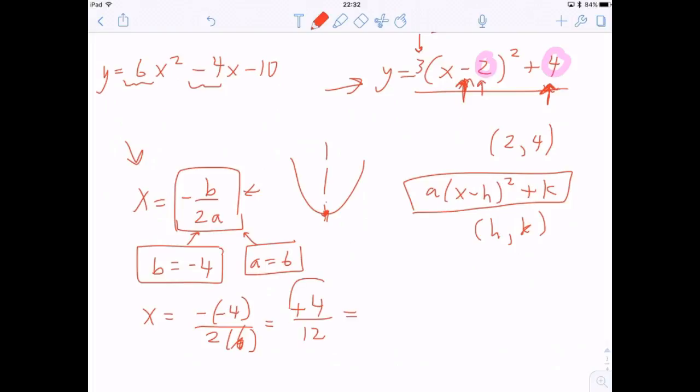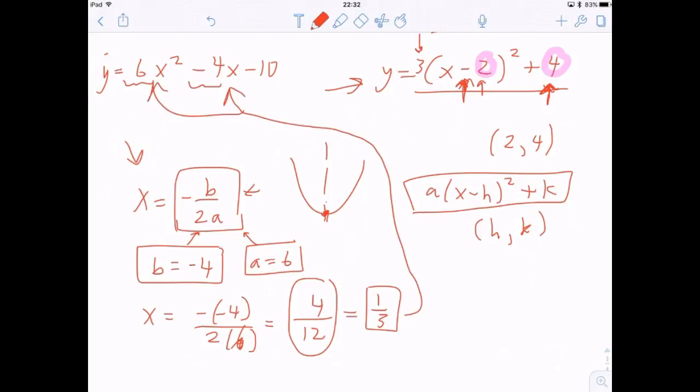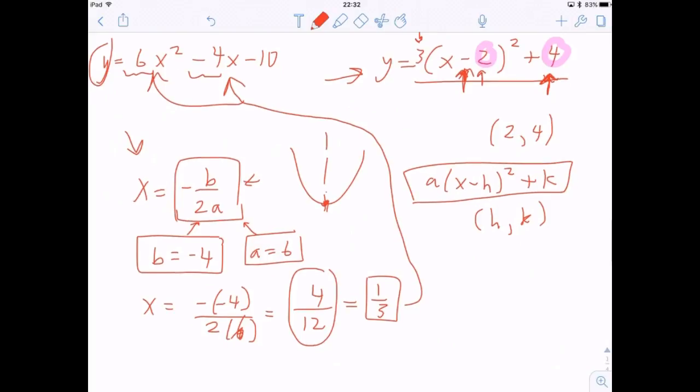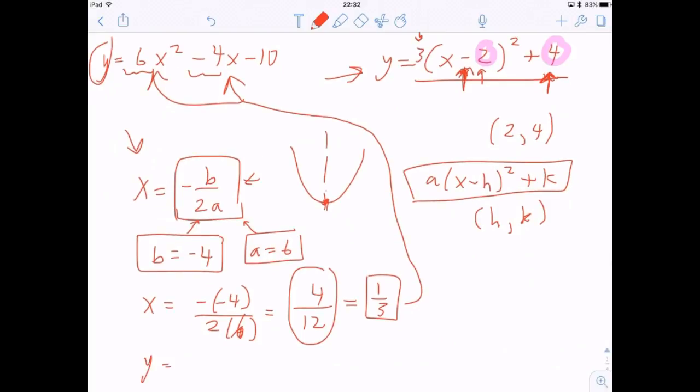And you can go ahead and leave it like that if you're bad at reducing fractions. IB doesn't really care about that. But if you want to reduce it, it's 1/3. So the x-coordinate is 1/3. Now how do we find the y-coordinate? Well, to find the y-coordinate, all we need to do is substitute x equals 1/3 in for that x, and out pops the y-coordinate. So let's try that. y equals 6 times (1/3) squared minus 4 times 1/3 minus 10.